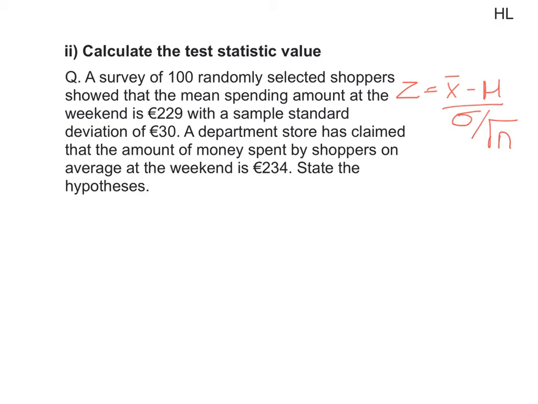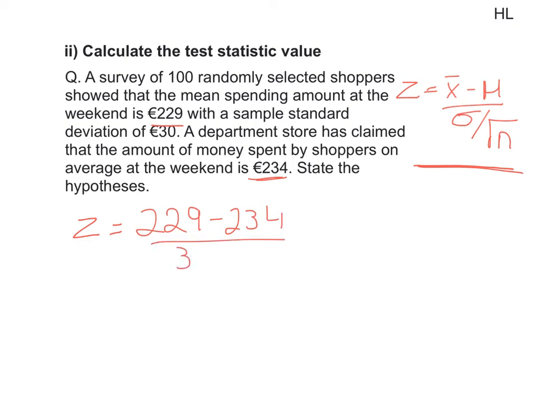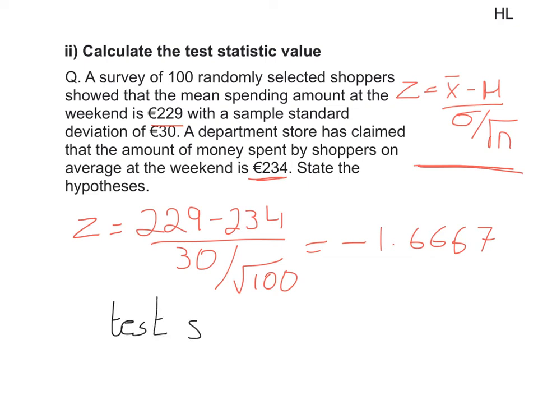As our hypothesis relates to the mean, we use the z-score formula, z equals x bar minus mu all over the standard deviation divided by the square root of n. For this question, z is equal to x bar, which is 229, minus mu, which is our claimed population mean, 234, divided by the standard deviation, which is 30, divided by the square root of our sample size, in this case 100. And if we do that calculation, we get a value of minus 1.6667. Therefore, our calculated test statistic is equal to minus 1.67 when rounded.